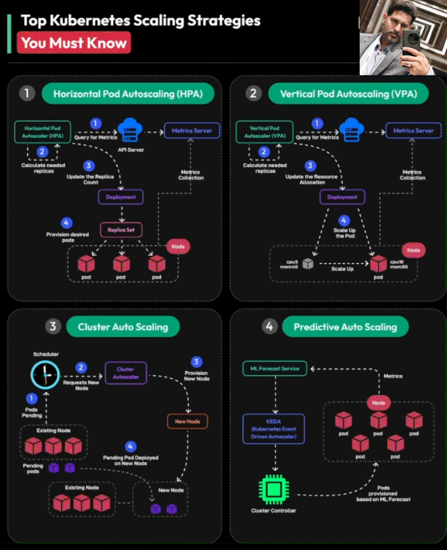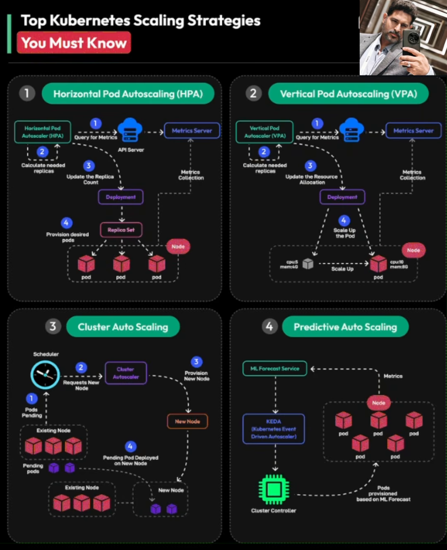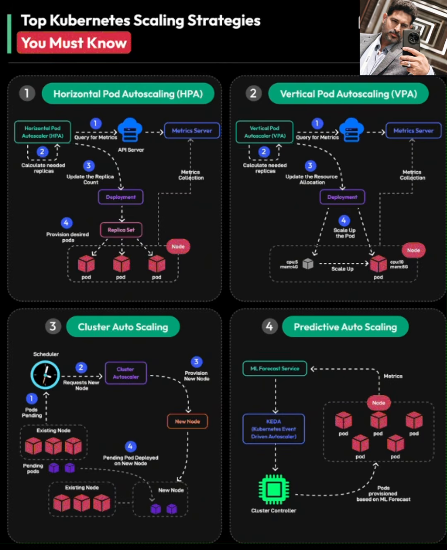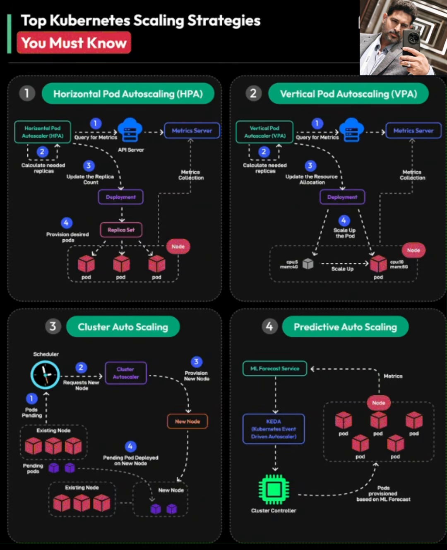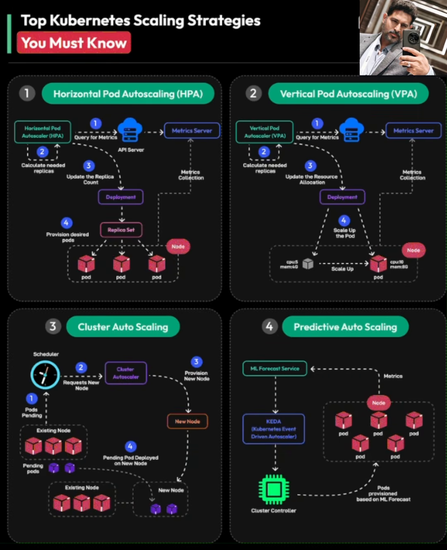If you're working with Kubernetes and want to nail your scaling game, you're in the right place. Today, we're diving deep into the top Kubernetes scaling strategies you must know. I'm breaking down the 4 most powerful strategies: horizontal pod autoscaling, vertical pod autoscaling, cluster autoscaling, and predictive autoscaling. Grab your kubectl and let's roll.